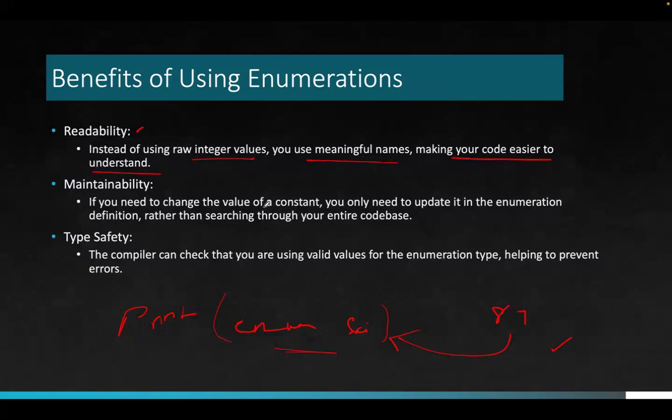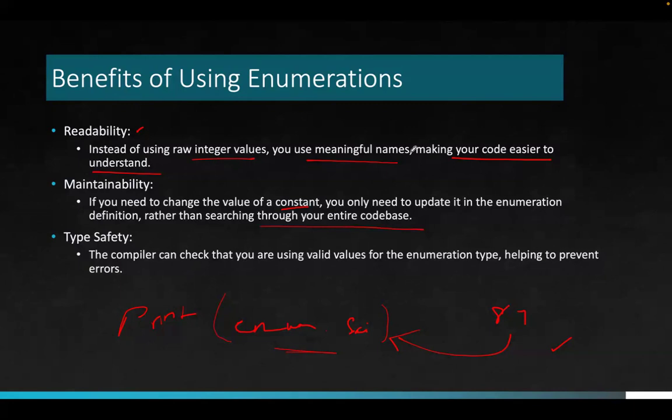So for readability, instead of using raw integer values, you can use meaningful names, making your code easier to understand. Next is maintainability. If you need to change the value of a constant, you only need to update it in the enum definition, rather than searching through the entire code base.